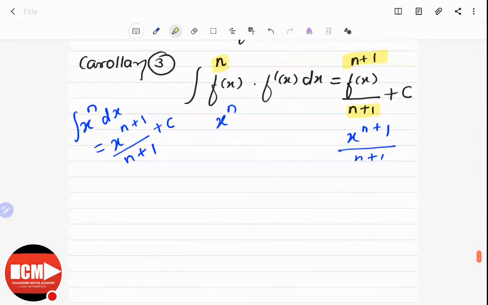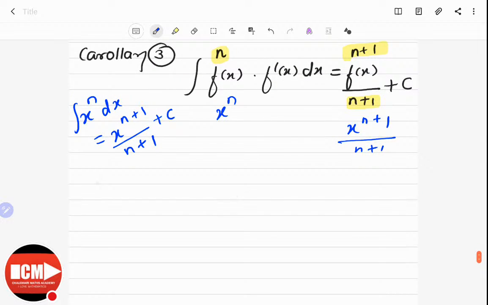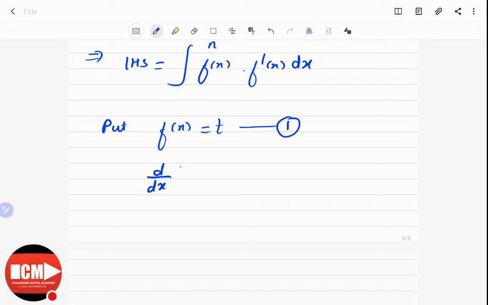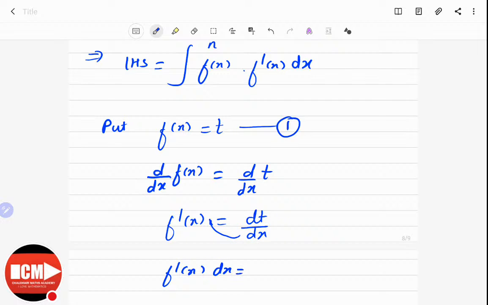So let's try to understand this corollary with the proof. Here I am starting with the left hand side of this corollary, which is function raised to n into f dash of x with respect to x. Since it is a part of the substitution, let's start with the substitution f of x equal to t. Once we substitute, directly start taking the derivative of that substitution. So derivative of f of x equal to derivative of t. Symbolically, derivative of f of x is f dash of x equal to dt by dx. Shift this dx to the LHS. So finally, f dash of x dx is dt.